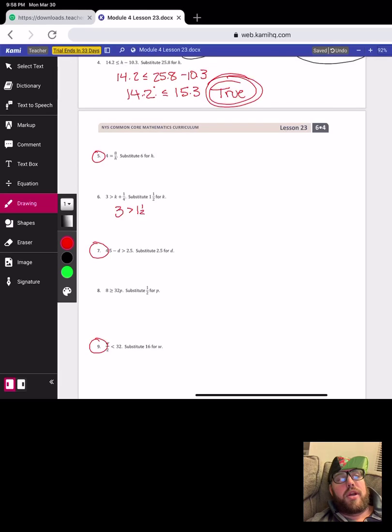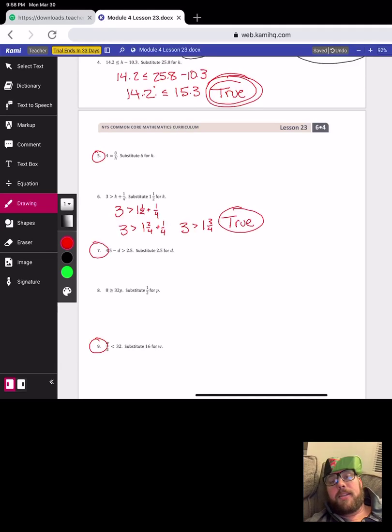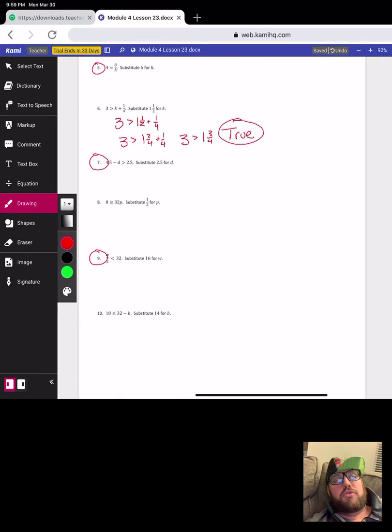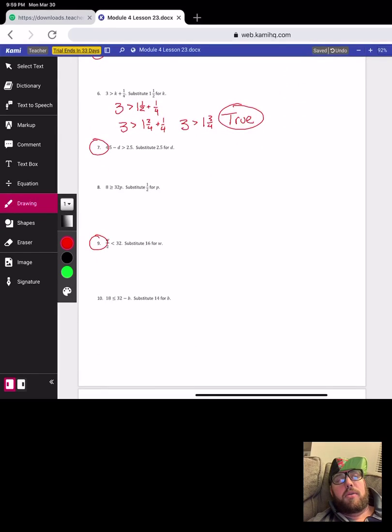So 3 is greater than k, which is 1.5, plus 1/4. Now you're going to see I'm actually going to make a common denominator. So 3 is greater than, common denominator is 4, so 1 2/4 plus 1/4. So 3 is greater than, you got it, 1 3/4. So that is true. Nothing else you have to do. Just mark it true, okay? Let's look down at number 8. Got another fraction for you.